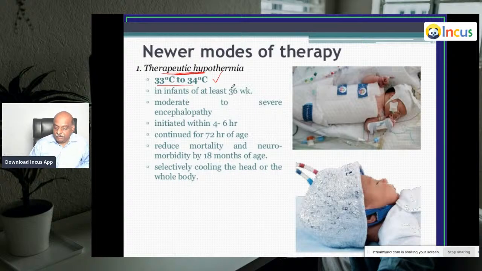The infant should be at least 36 weeks, with moderate to severe encephalopathy. It is initiated within 4 to 6 hours and continued for 72 hours. And selective cooling of the head or the whole body needs to be done.